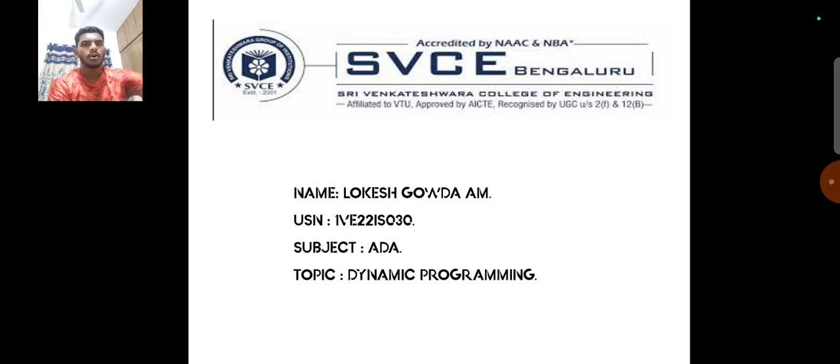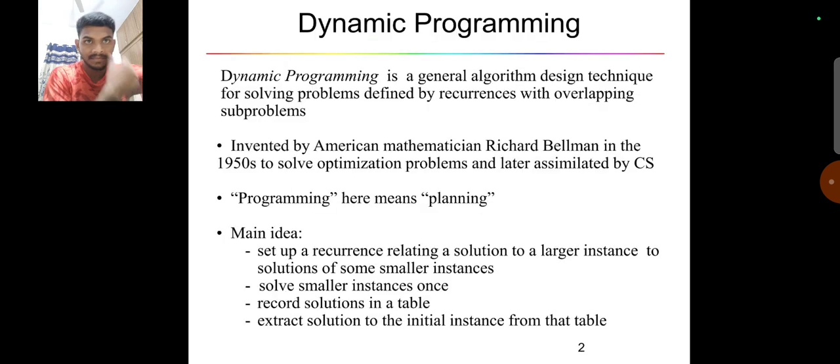Subject ADA. Topic: Dynamic Programming. Dynamic programming is a general algorithm design technique for solving problems defined by recurrences with overlapping subproblems. Invented by American mathematician Richard Bellman in the 1950s to solve optimization problems and later assimilated by CS.